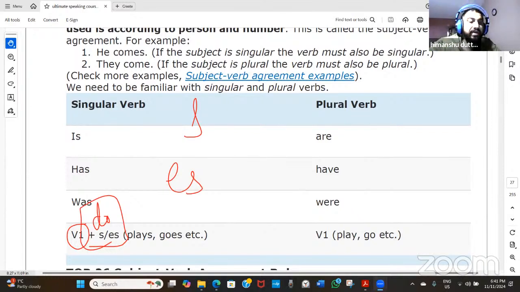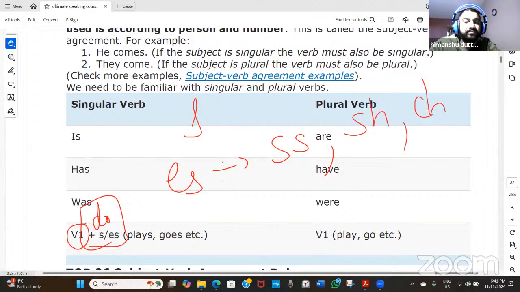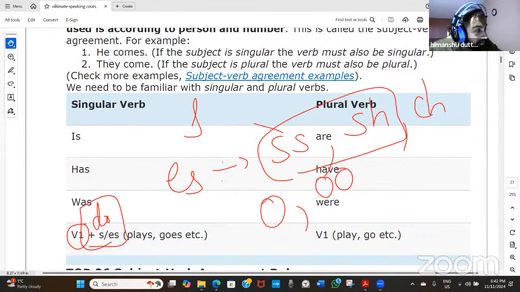It's clear that when it comes to using es, it should be like this: if the verb is ending with double s, if the verb is ending with sh, if the verb is ending with ch, if the verb is ending with o, and if the verb is ending with double o, then we will use es with that. Then we will use es with the verb. For example, I'll give you two examples out of that one, then you have to search out the words for yourself.